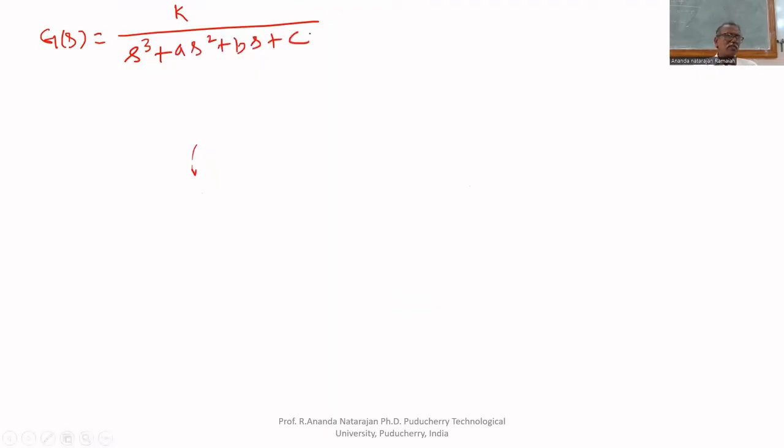Now, let us take a third order system, g of s equal to s cube plus a s square plus b s plus c, in the denominator. What is the order of the system? Third order. What is the g of s? G of s is x of s upon u of s, where x of s is the output, u of s is the input. If you cross multiply, what will you get?